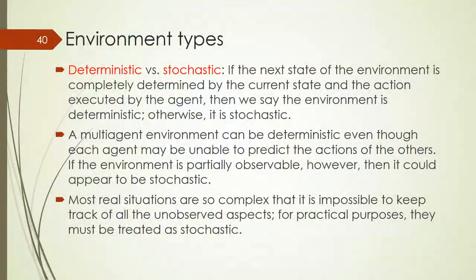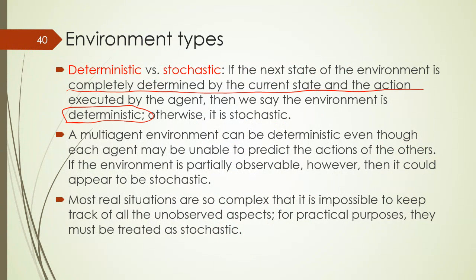Environment types again, deterministic versus stochastic. If the next state of the environment is completely determined by the current state and the action executed by the agent, we say the environment is deterministic. So the definition of deterministic is that the next step is completely determined by the current state and the actions we do, all right? We call this deterministic.